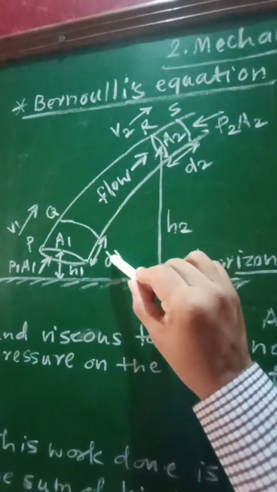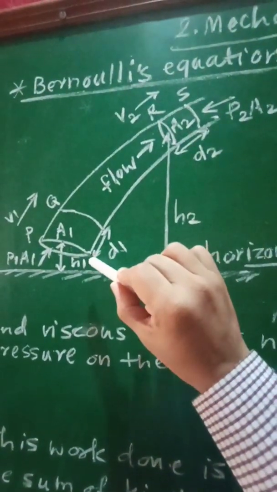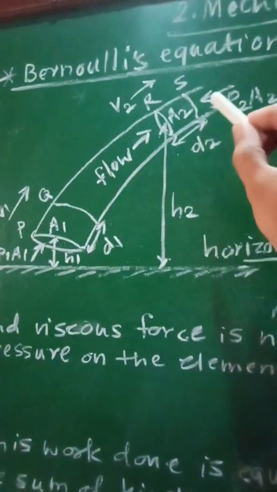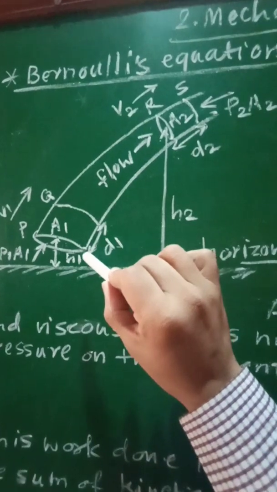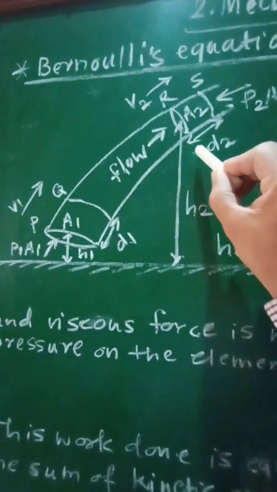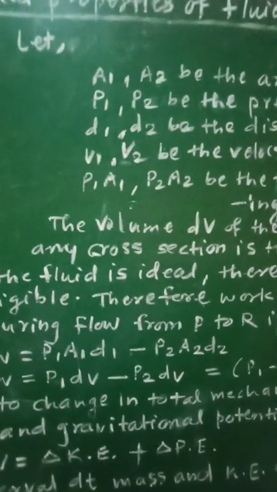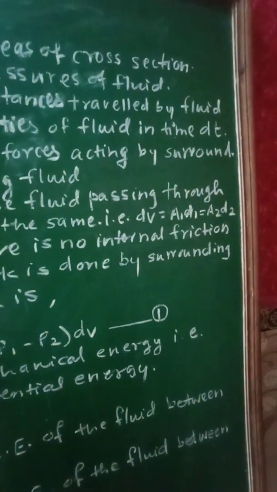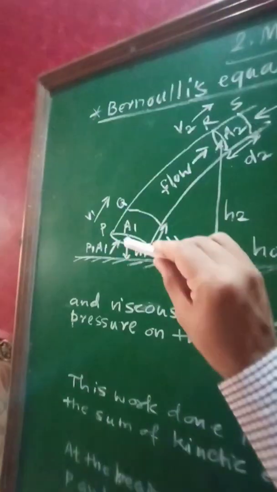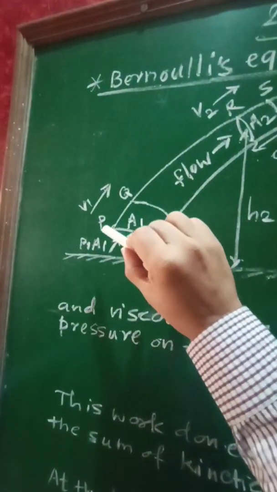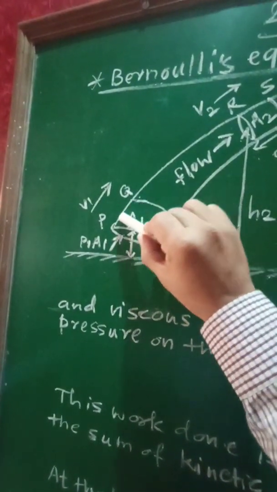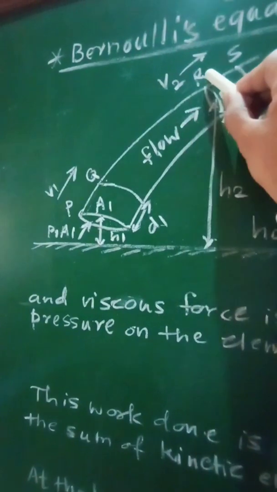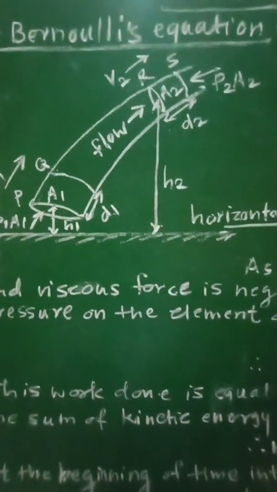So let D1 and D2 be the distances traveled by the fluid at the lower end P and at the upper end R. So these are the displacements of the fluid at lower end P and the upper end R. V1 and V2 be the velocities of the fluid in time interval dt. So in short interval of time dt, let V1 be the speed or velocity of that fluid at the lower end and V2 be the speed of that fluid at the upper end R.